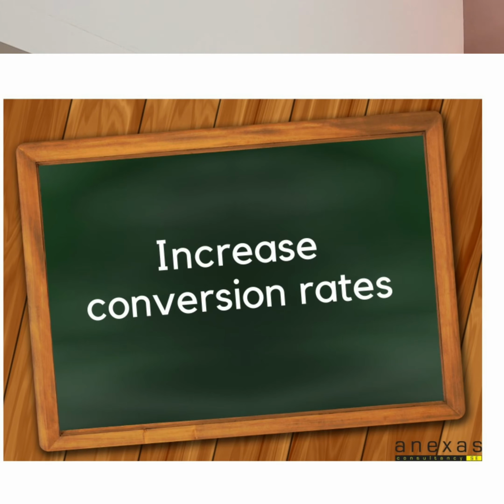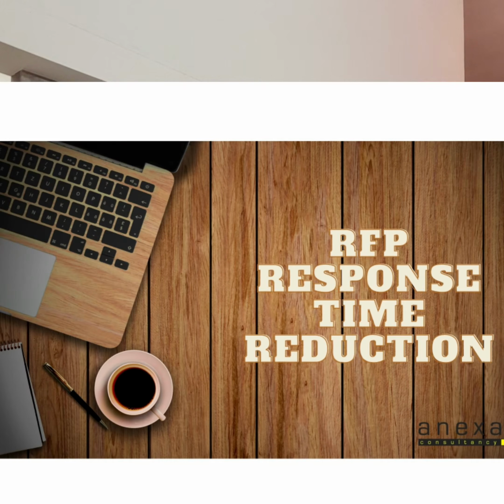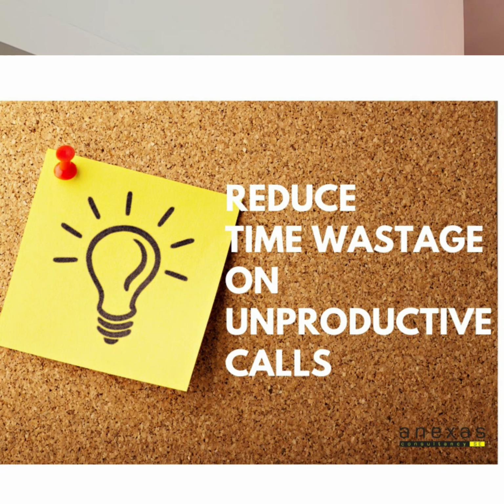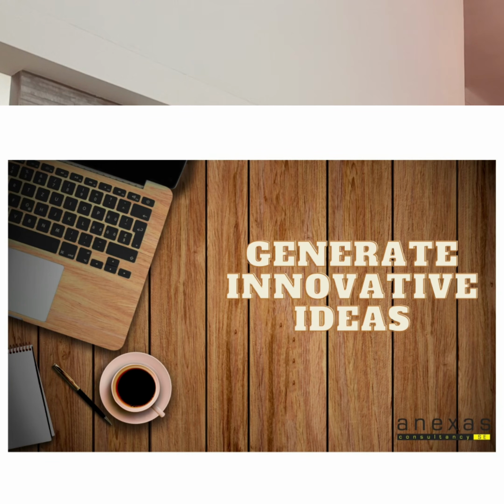Increase the number of prospects and leads, increase the conversion rates, cut down unnecessary steps. Discount rates, proposals, and access to power decision makers can be enhanced, RFP response time can be reduced, predictable outcomes increased, and time wasted on unproductive calls reduced. Learn from best practices, and generate innovative ideas. These are some of the things I can think of which will result if you implement Lean and Six Sigma in a sales organization.